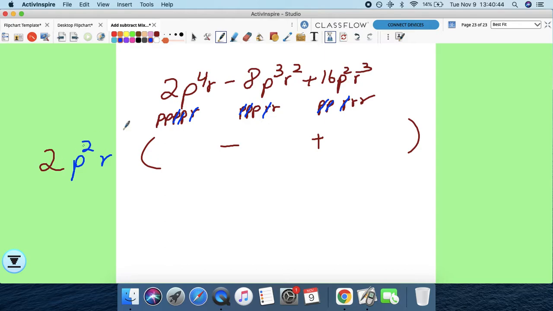Now, let's find the terms inside. 2 times what is 2 is 1. And how many p's left over? 2 p's and no r's. So if you multiply 2 times 1, you get 2. p squared times p squared is p^4, and the r is there. Check.